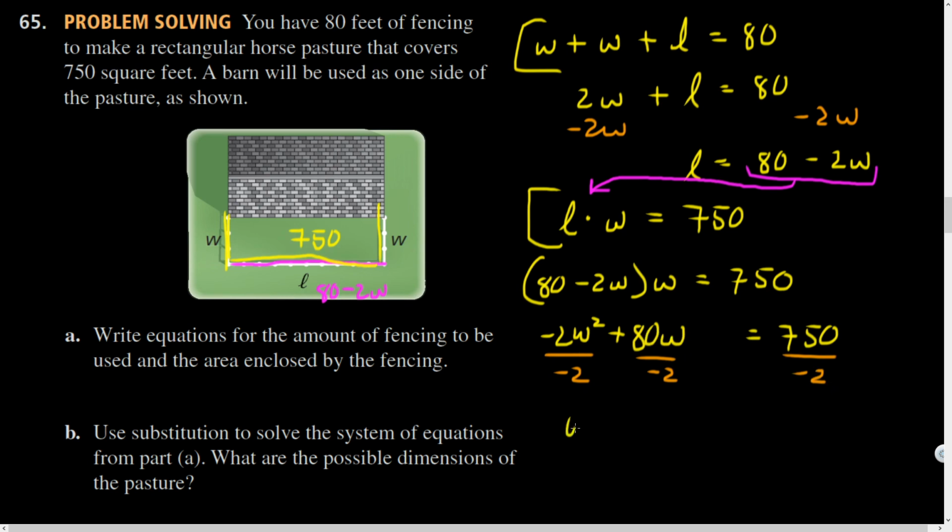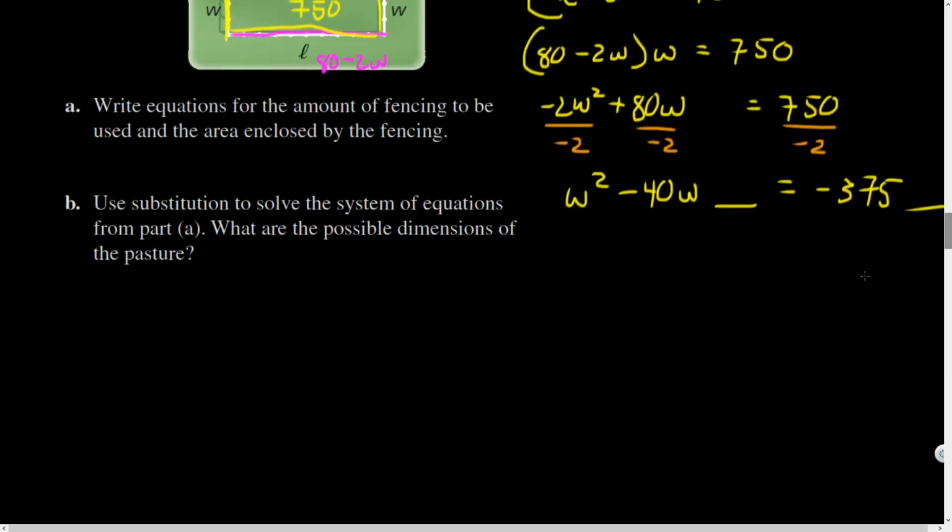And so I'll have W squared minus 40W blank equals, is that 375? Yeah, it's too high stakes for me to make mistakes. You know what I mean? Negative 375 blank. Okay. So now let's find our new C term.